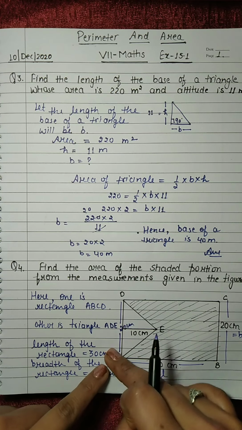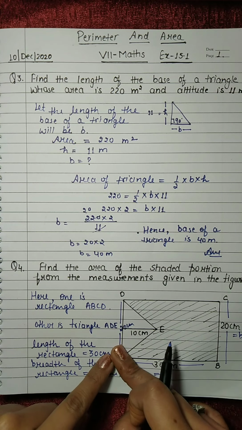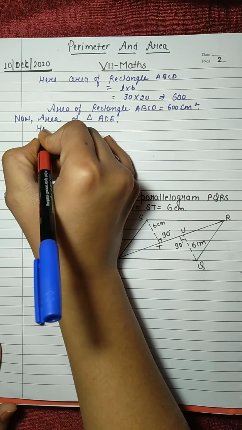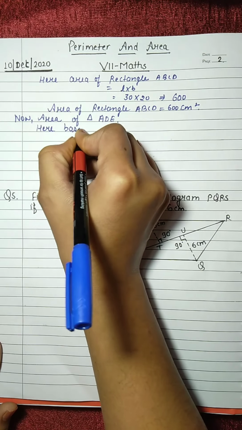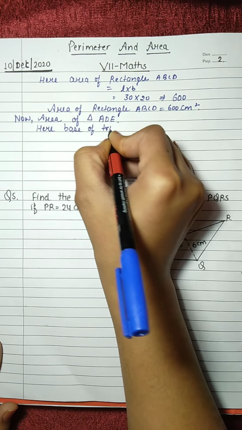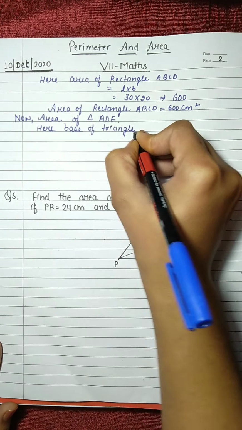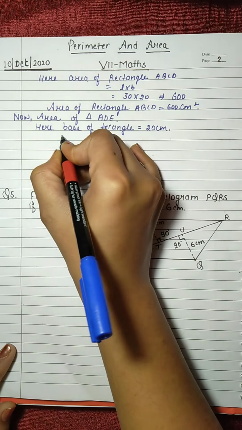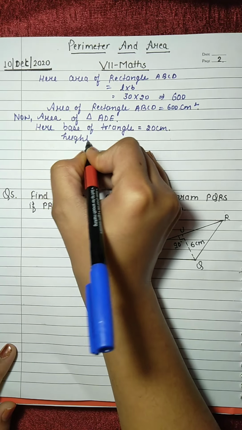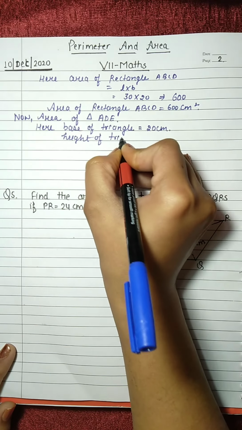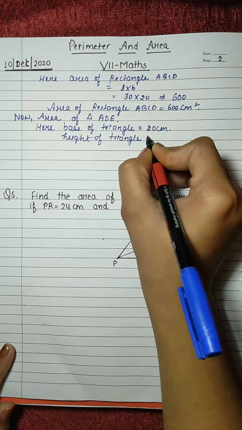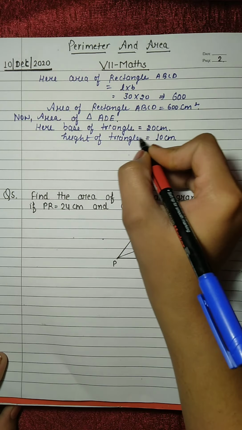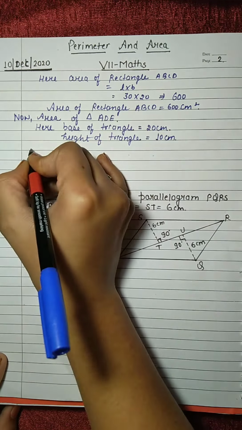Is that clear in triangle? Yes, here base is 20 centimeter and height is 10 centimeter. So here, base of the triangle, that will be 20 centimeter. Okay students, and height of the triangle, that will be 10 centimeter. Is that clear students? So we can find easily what is the area of this triangle.